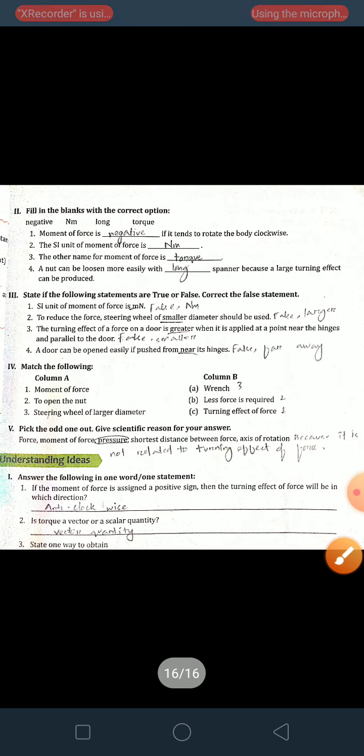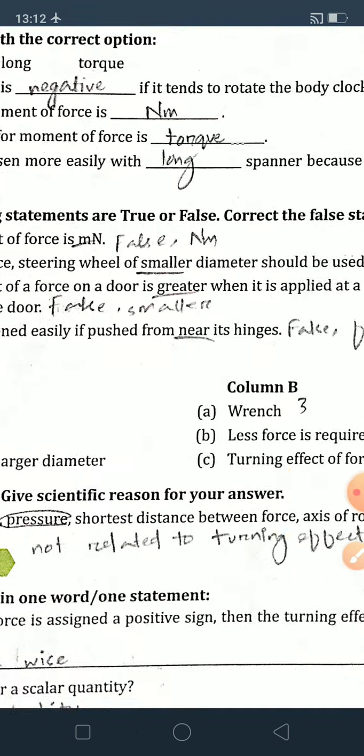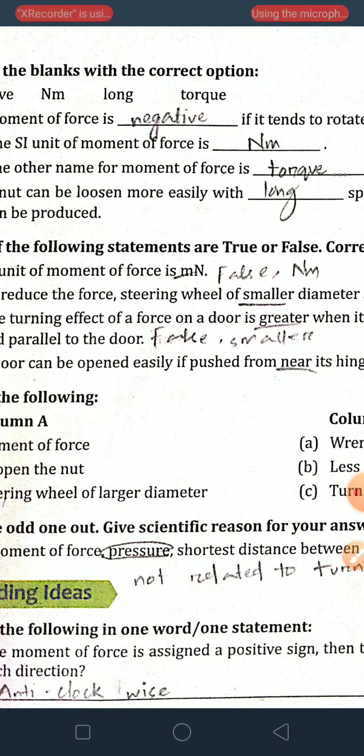Then fill in the blanks. Moment of force is dash if it tends to rotate the body in clockwise direction. Answer is negative. Okay, here the answer is already written, you see it. The SI unit of moment of force is Newton meter. The other name of moment of force is torque. A knot can be loosened more easily with a long spanner because a large turning effect can be produced.